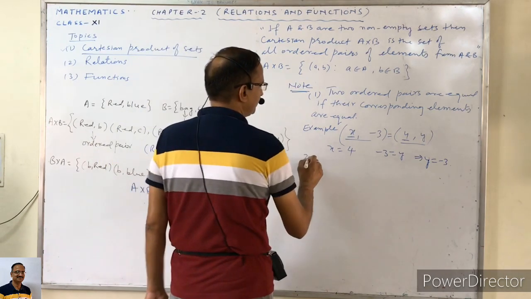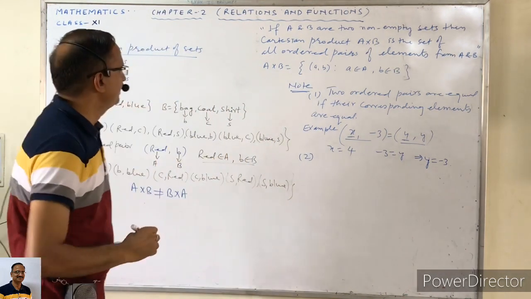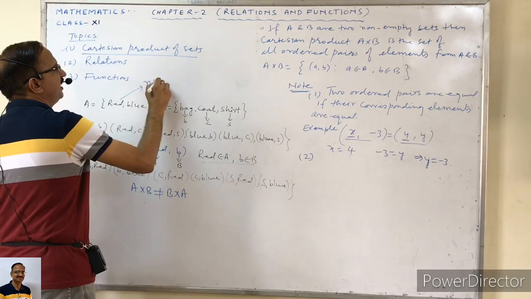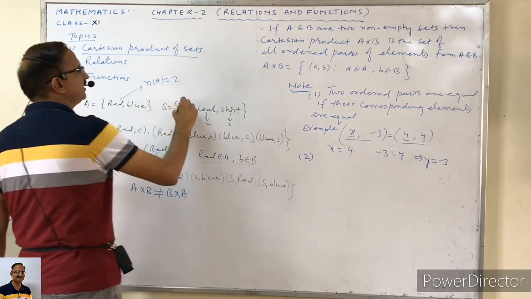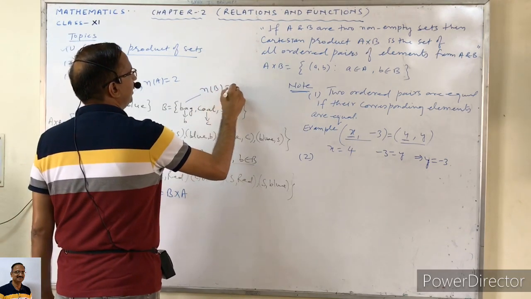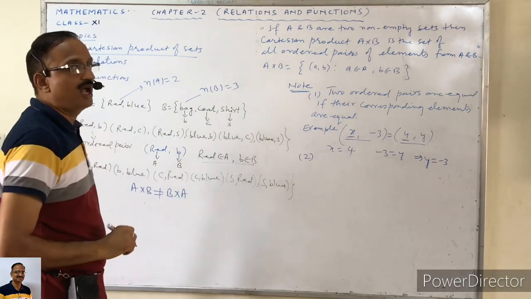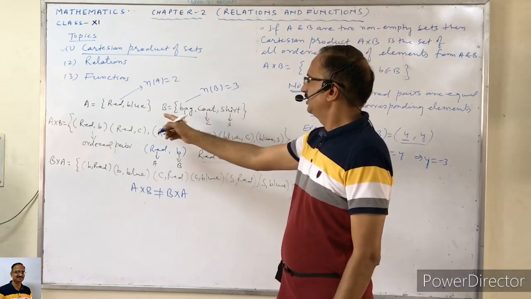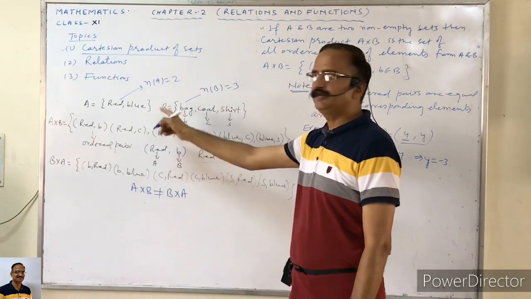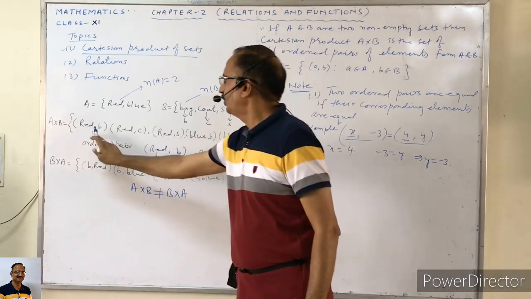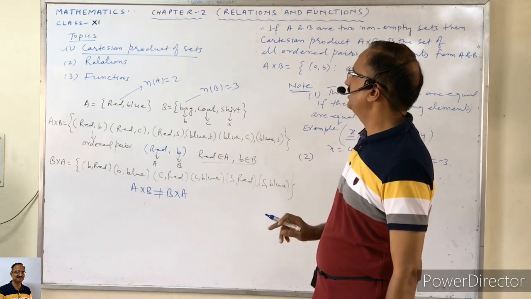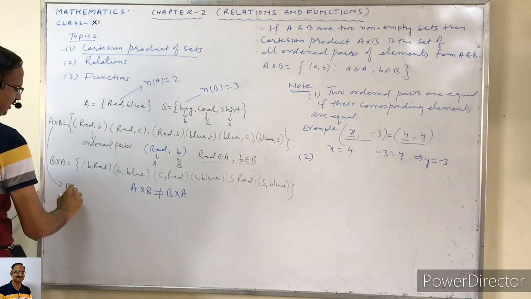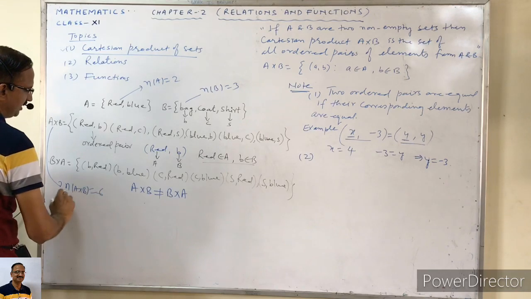Now come to the second note. If set A has two elements, for example in this set, the number of elements is 2. In this set, the number of elements is 3. Then, how many elements are there in A cross B? As we have seen from this example, this has 1, 2, 3, 4, 5, 6 elements. It means the number of elements in A cross B is 6.